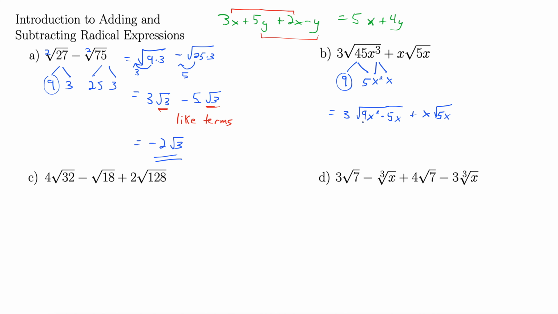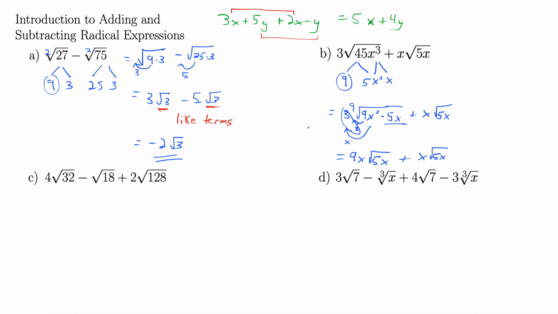Well, square root of 9 is 3, so out comes a 3. Square root of x squared is x, so out comes an x. But 3 times 3 out here is 9. So that gives us 9x rad, what's left behind? This 5x. So 5x plus x rad 5x.